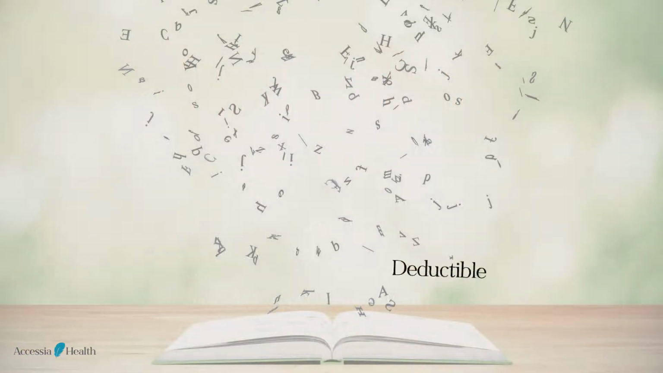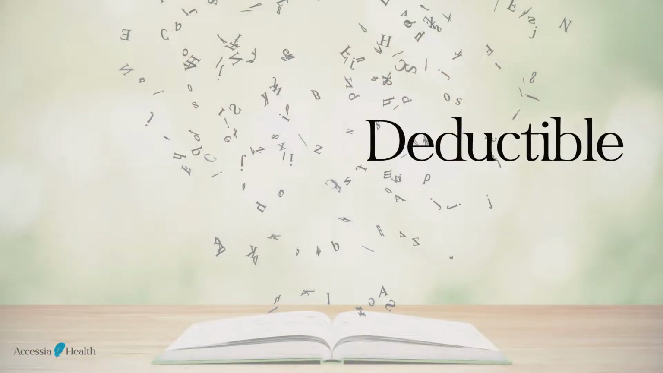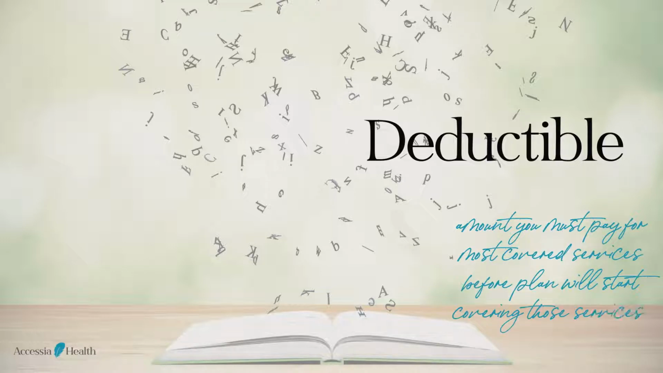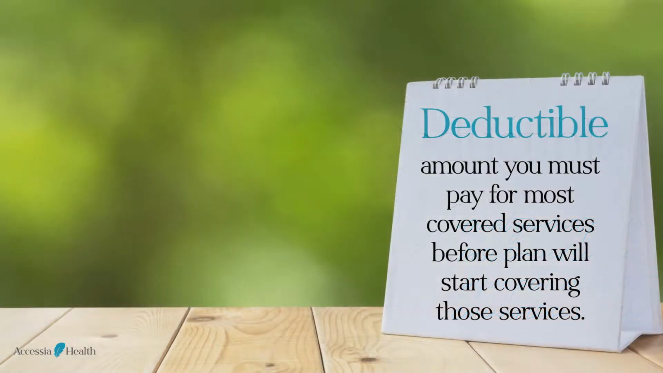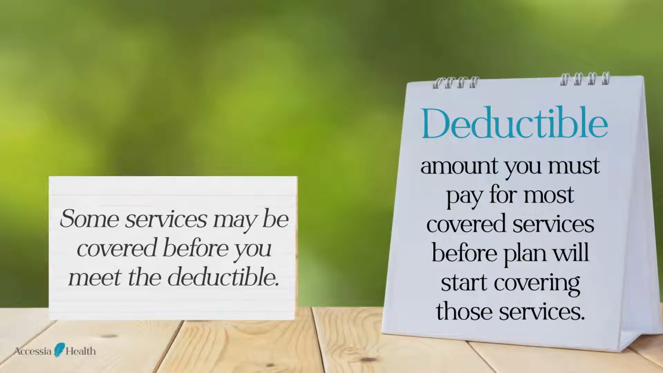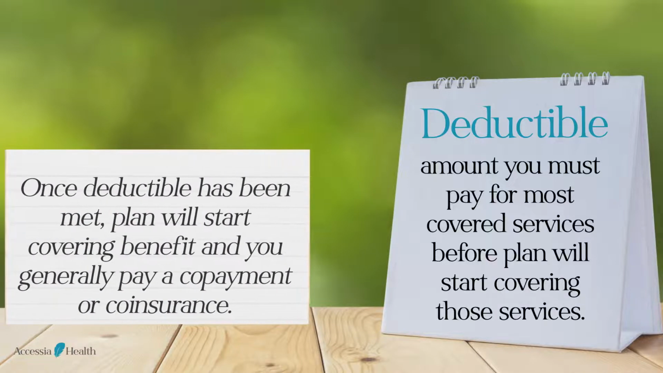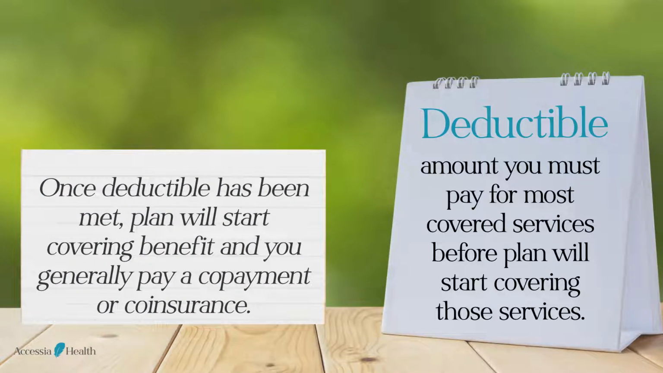The next term we'll discuss is the deductible. This is the amount you must pay for most covered services before the plan will start contributing to the cost. Some services may be covered before you meet the deductible. After the deductible has been met, the plan will start to cover the item or service, and you generally will pay a copayment or coinsurance.